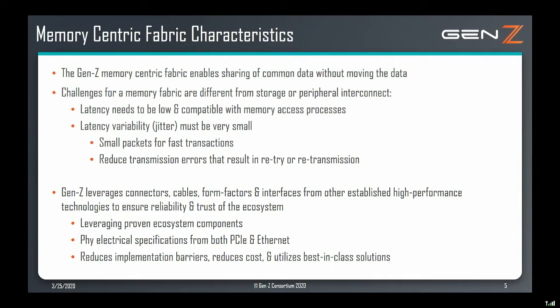By adopting and leveraging proven ecosystem elements, Gen-Z provides a level of confidence and trust in the ecosystem. We're able to leverage best-in-class technologies, reuse connectors, reuse cables, and use system components that technologists are familiar with and have the reliability of being available at this time. The key difference of Gen-Z is in the protocol, the channel characteristics, and how they are optimized for the low latency requirements and high bandwidth requirements of memory and processor attachment.